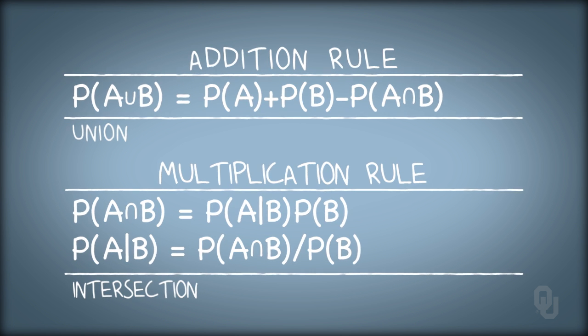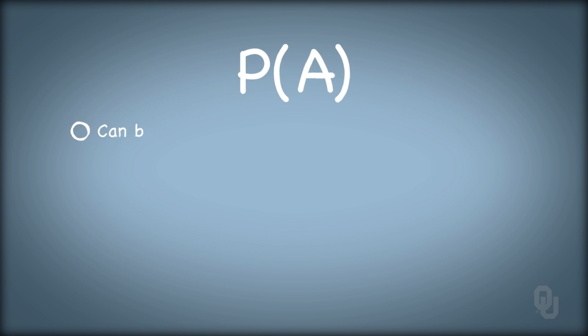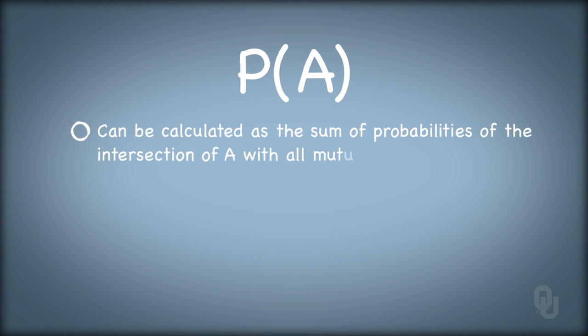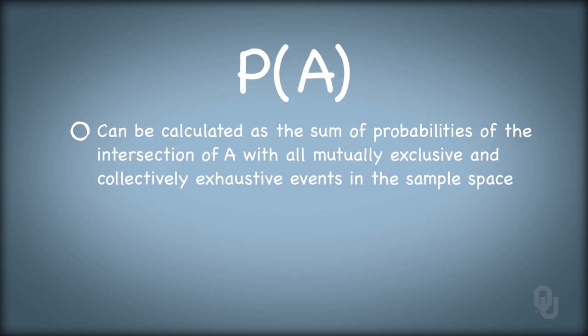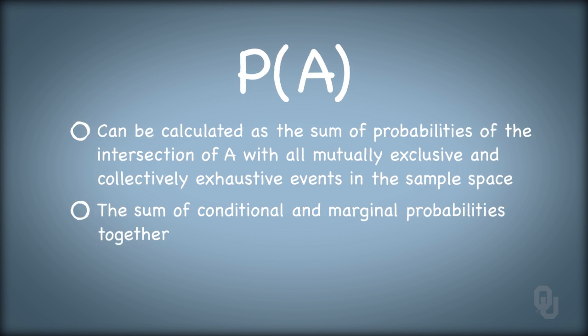We also saw that the probability of A can be calculated as the sum of the probabilities of the intersection of A with all mutually exclusive and collectively exhaustive events in the sample space. Given the consequence of the multiplication rule, this marginal probability can be written as a sum of conditional and marginal probabilities multiplied together.